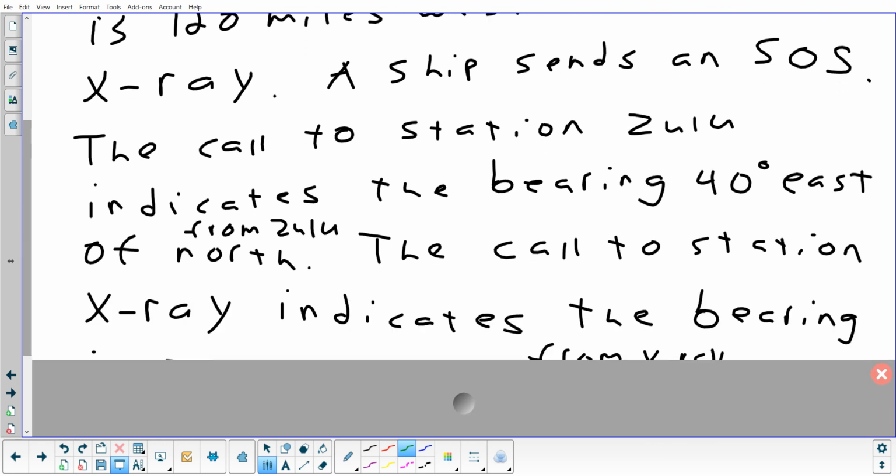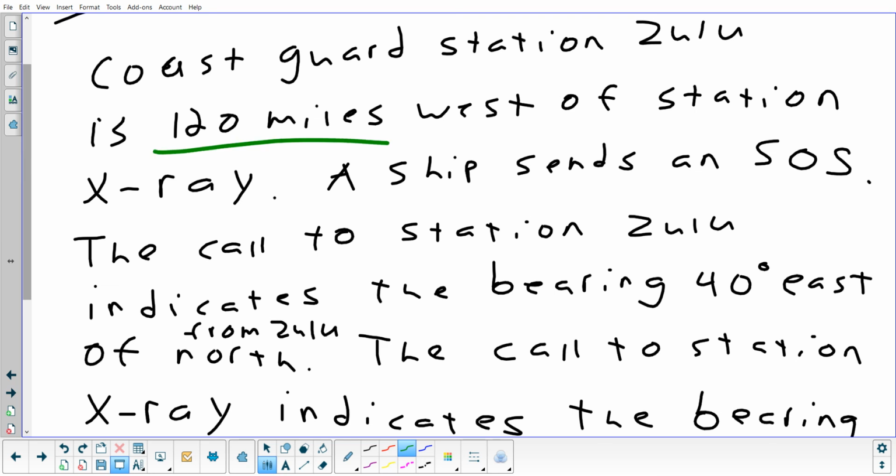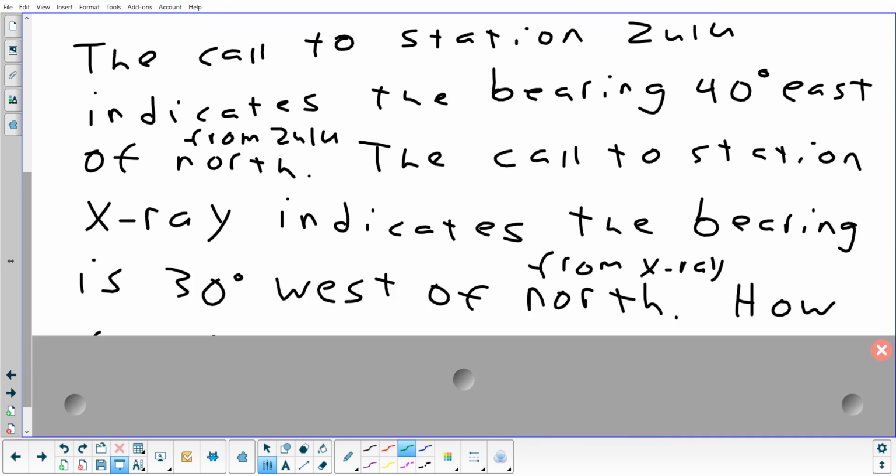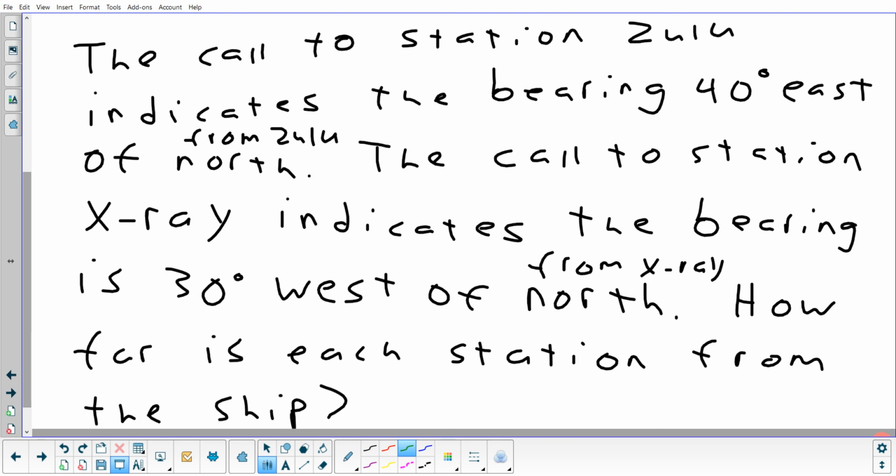And then we have another Coast Guard station, and I think they tell us it's 120 miles away. So they can see the same object, but they're going to see it from a different perspective because they're looking at it 120 miles away from where you are. They see the boat more in a northwest direction, 30 degrees west of north. And the question is, how far is each station from the ship? How far they are may influence which Coast Guard station sends out a rescue. Maybe they don't have enough resources to send both at the same time, so they can only send one, so they're going to send the closer one.